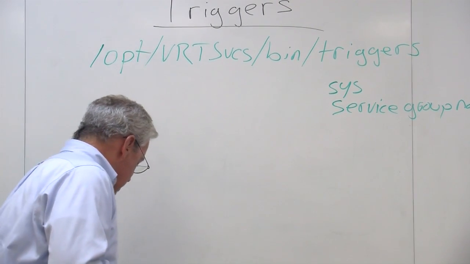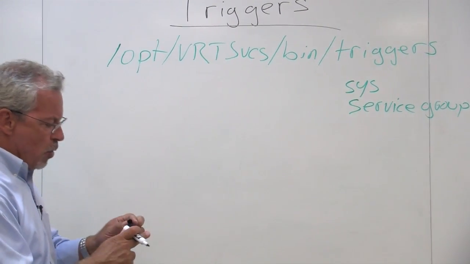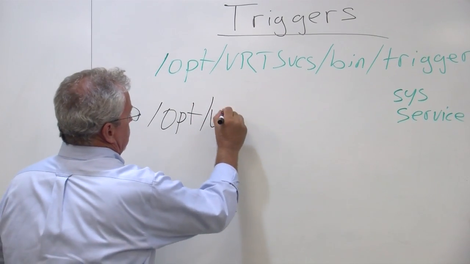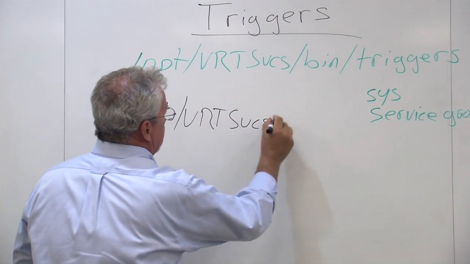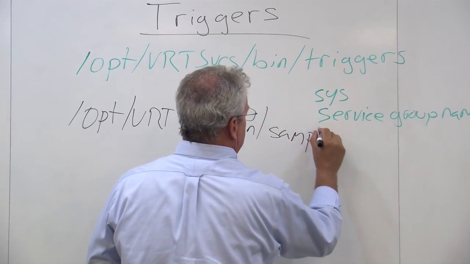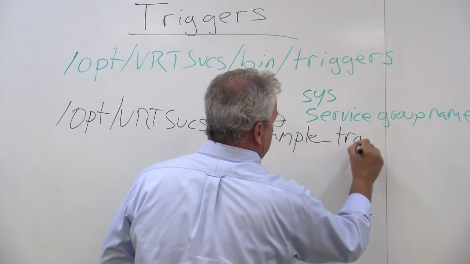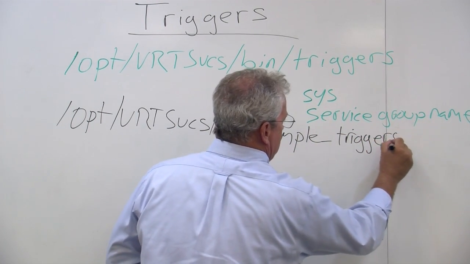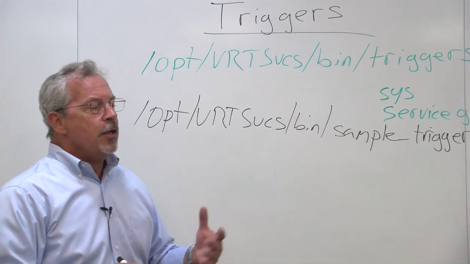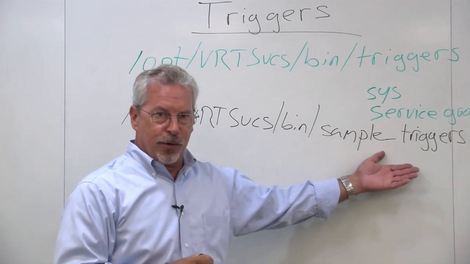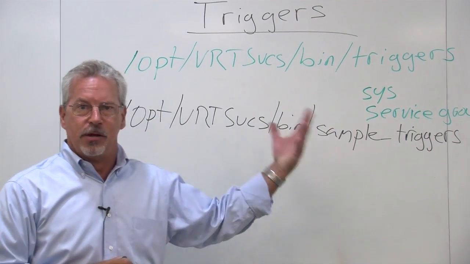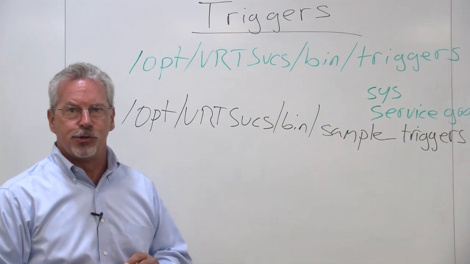A word of note that it's very useful to know: /opt/VRTSvcs/bin/sample_triggers has sample triggers for all the possible trigger events that you can execute. So it's a good idea to grab the sample trigger script that's already listed in this directory, copy it to your triggers directory, and make the necessary modifications to it so you have some basis to start with.